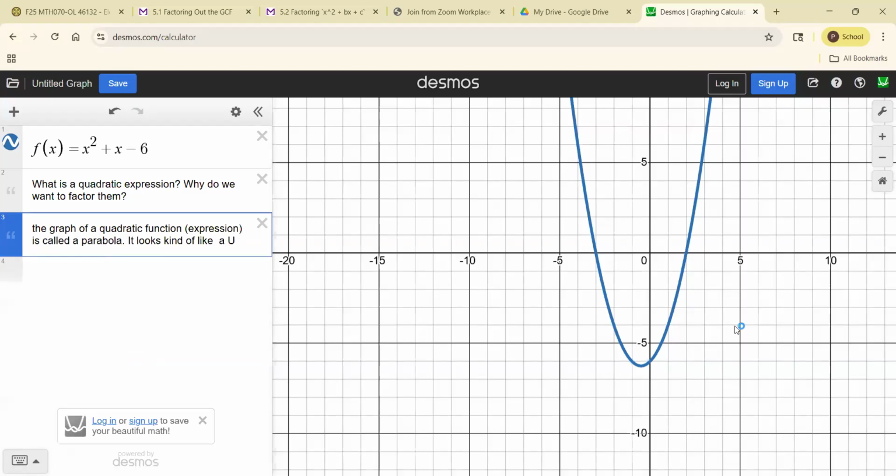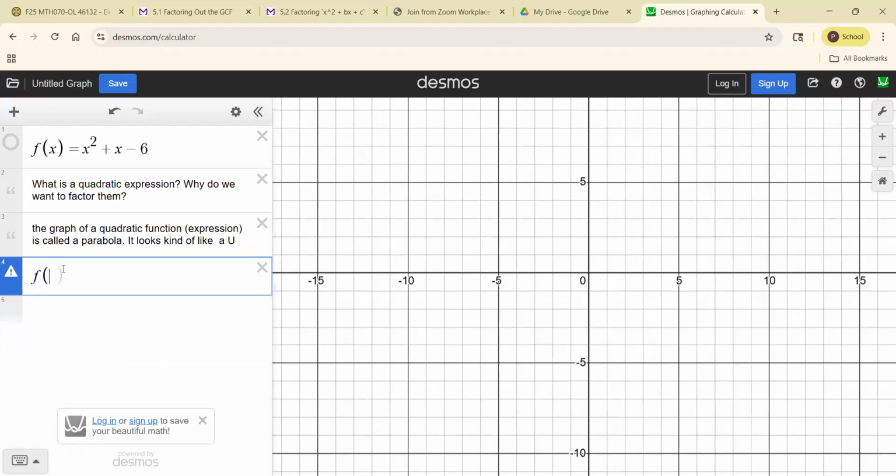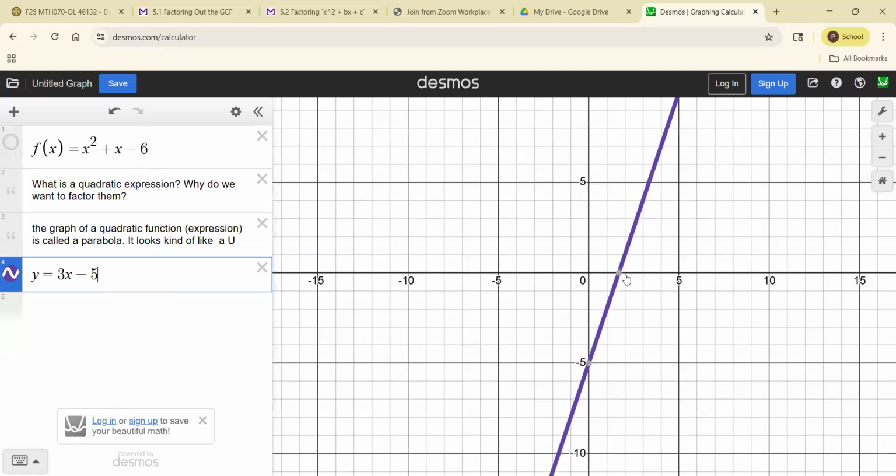Well, the reason we would want to factor a quadratic expression is, like with most functions or most graphs, there are important and interesting points. For example, if I look at my earlier one, my straight line, y equals 3x minus 5, there are two interesting points. There's the y-intercept, which I can just read from the formula, and there's also the x-intercept, where my function touches or crosses the x-axis. And these interesting points are valuable pieces of information about this linear equation.